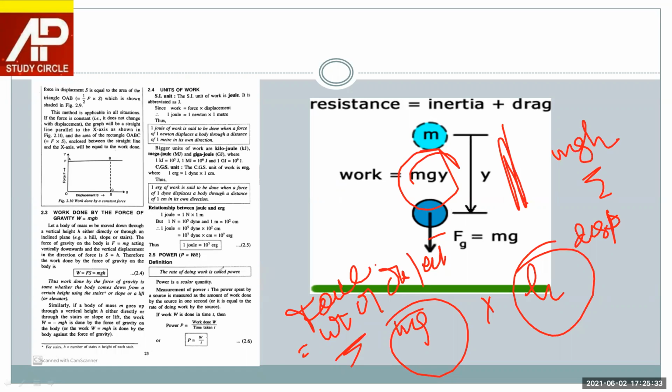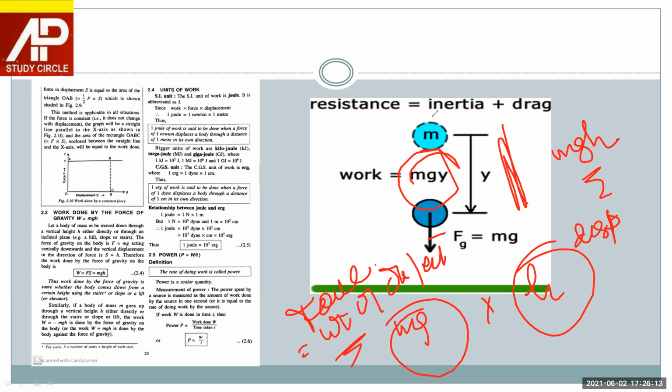Yes, sir. So a body of mass M goes up through a vertical height. And when the body is going in the upward direction, the force of gravity tries to stop the moving body, and the work done becomes negative. The work, minus mgh, is done by the force of gravity on the body. Right, the work W equals mgh is done by the body against the force of gravity. I will take it tomorrow again. I don't want to fill you up with all these in a single day. It's more than enough for you guys.